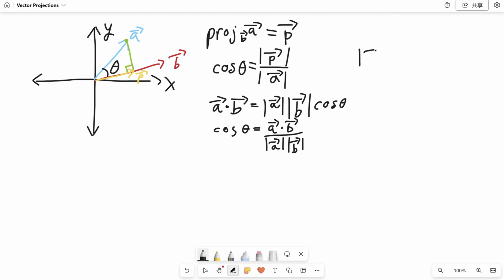We have the magnitude of P over the magnitude of A. Actually, we'll just directly multiply the magnitude of A on both sides. Then we get the magnitude of P is equal to the dot product of A and B over the magnitude of B. So we have the magnitude of vector P. But we want the direction, because only when we have the magnitude and direction of vector P can we calculate its components.